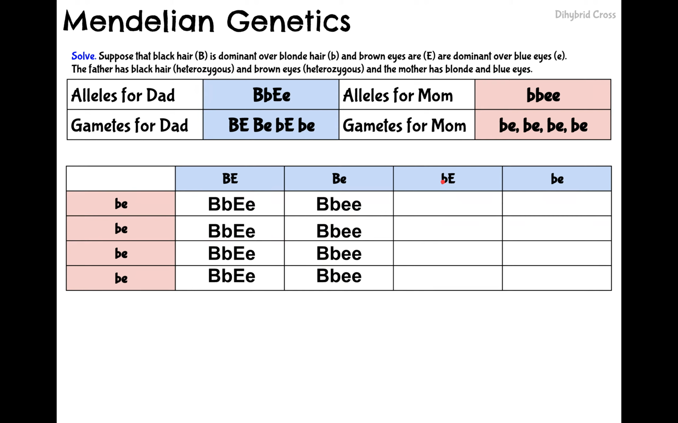Moving on, I have 2 lowercase b's, a capital E, and a lowercase e, so I would write it like that. And again, fill in the blanks for the rest of them. And then down here, I would have all lowercase letters, and that would be true all the way down. So if you feel like you have to work them out, please do so, but make sure that you are able to understand what's going on here. And if you don't, be sure to ask.